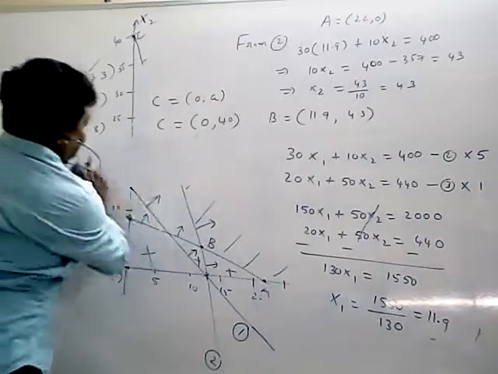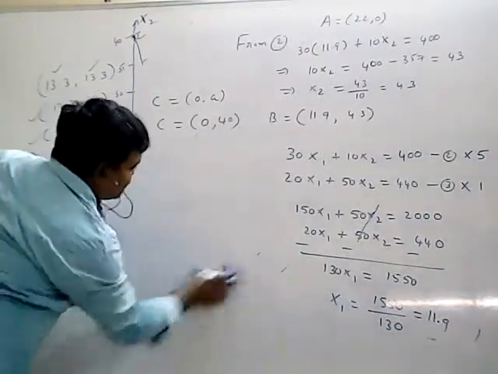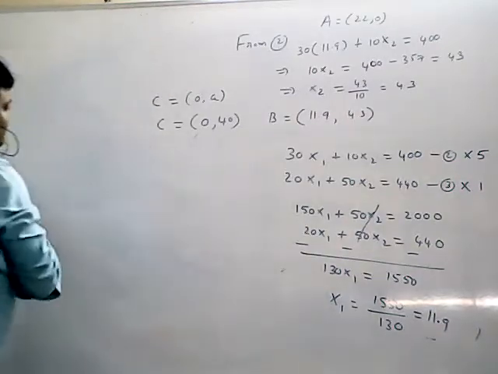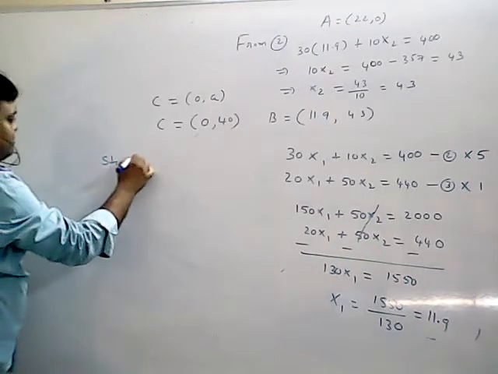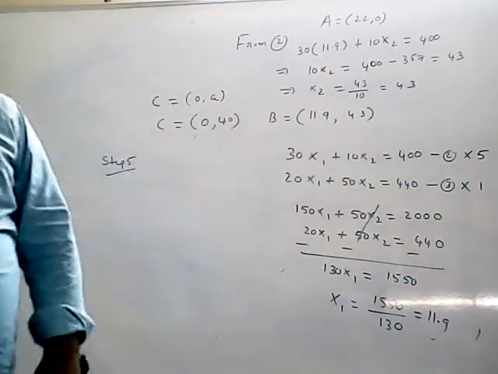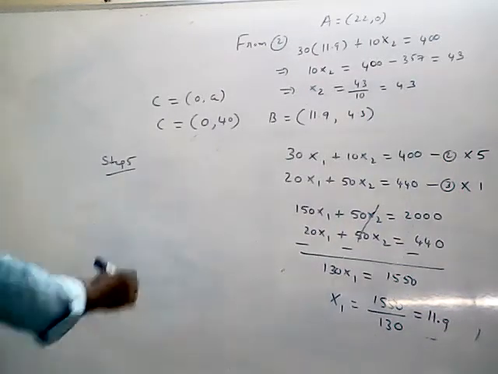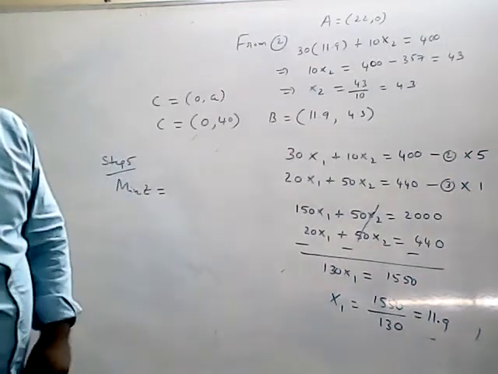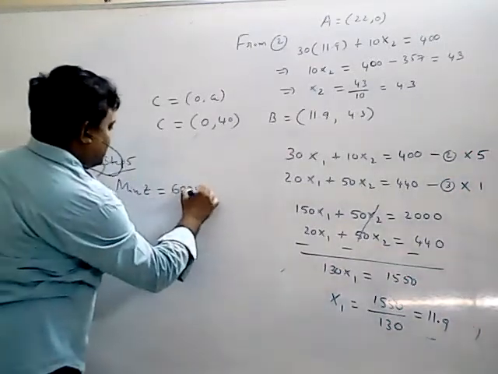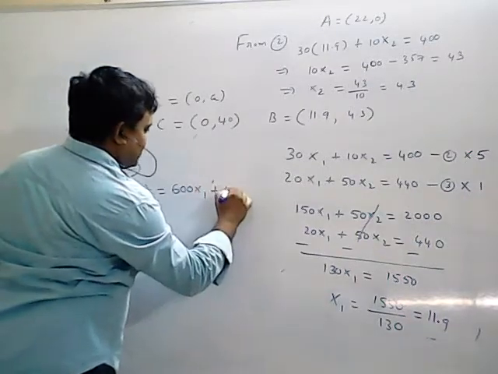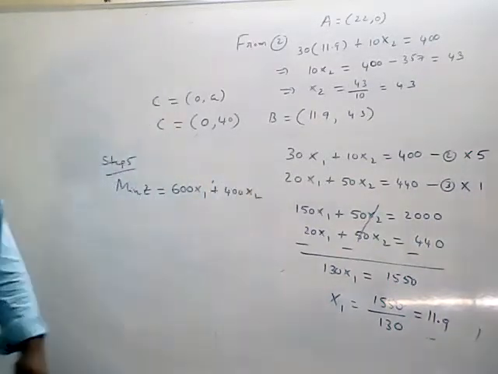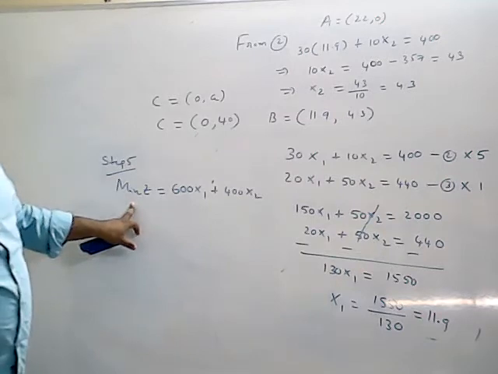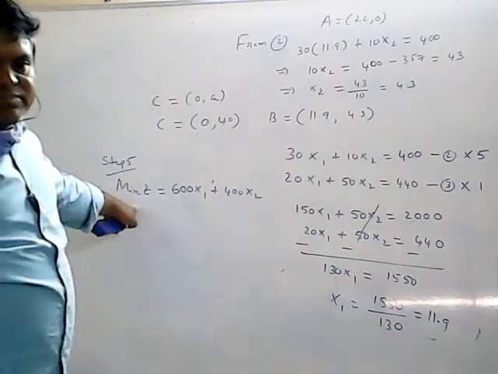Now I have to solve step number 5, which is to check your objective function. What is the objective function given? Maximization or minimization? Here the objective function is minimization. So minimum z equals 600x1 plus 400x2. How many corner points do you have? 3 corner points. The 3 corner points should be substituted, and after that you have to identify the minimum value. Minimization means you have to identify the minimum value.